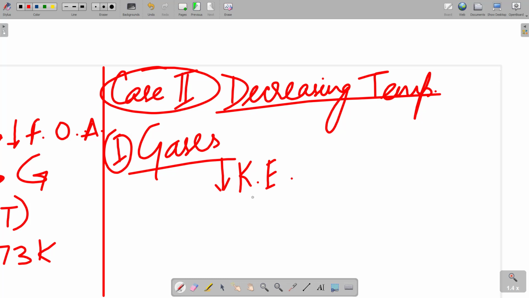So what is happening? The external source of energy has been stopped. So eventually the pace will slow down. The particles will not move at as much speed as they were moving earlier. They're still moving around, but their movement is slower. So kinetic energy also will come down. The kinetic energy has come down now.